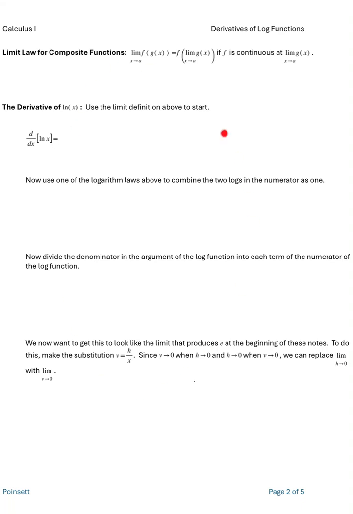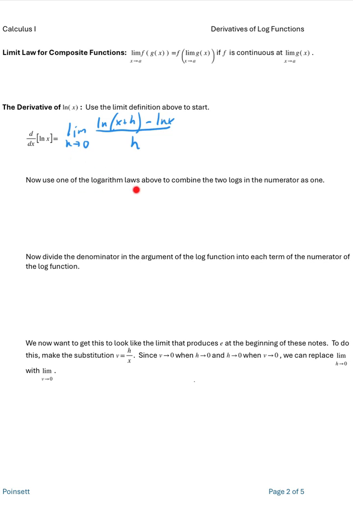Our task here is to find the derivative of the natural log function. So we'll do this first by starting with using the limit definition for finding the derivative. We've got d/dx of ln x is the limit as h approaches 0 of f of x plus h, that would be the natural log of the quantity x plus h, minus f of x, which would be ln of x, all over h. So first we just applied the definition of derivative.